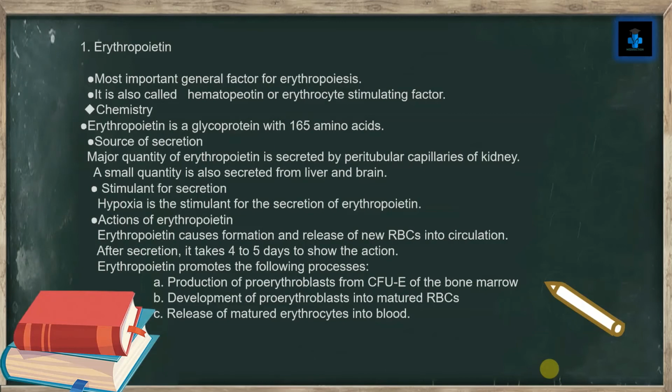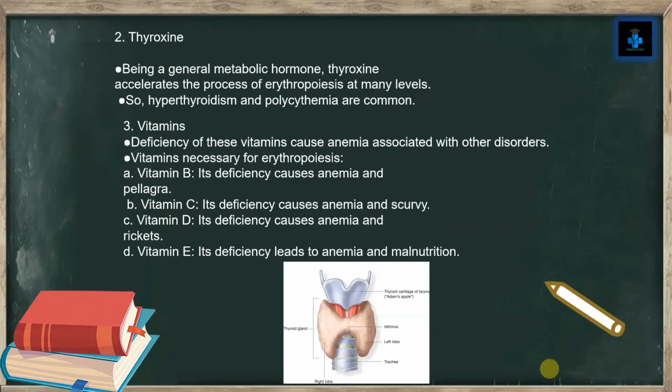Actions of erythropoietin. Erythropoietin causes formation and release of new RBCs into circulation. After secretion, it takes 4 to 5 days to show the action. Erythropoietin promotes the following processes. A. Production of proerythroblast from CFU erythrocytes of the bone marrow. B. Development of proerythroblast into matured RBCs. C. Release of matured erythrocytes into blood.